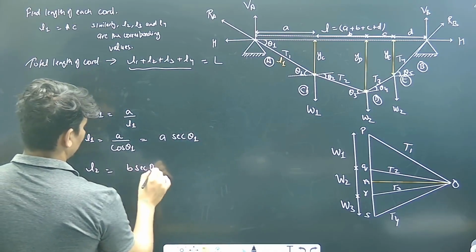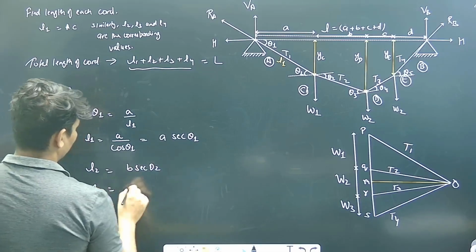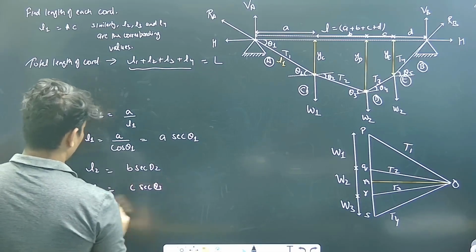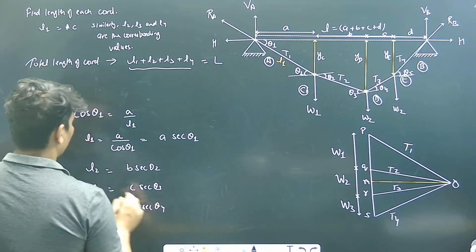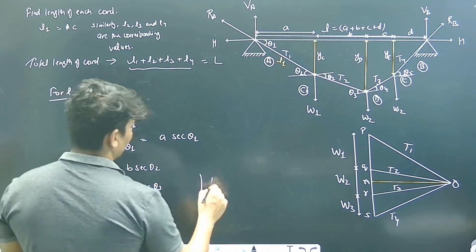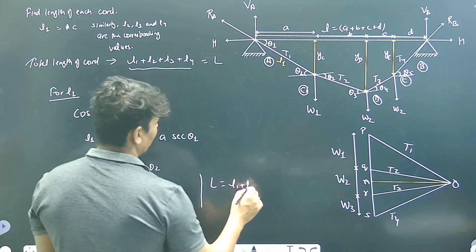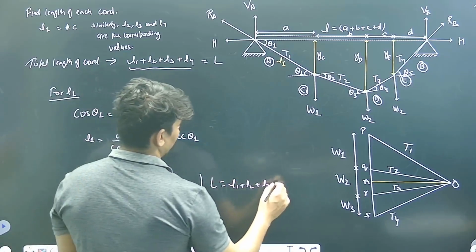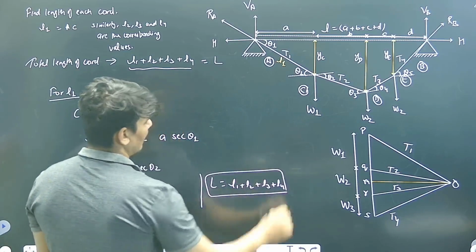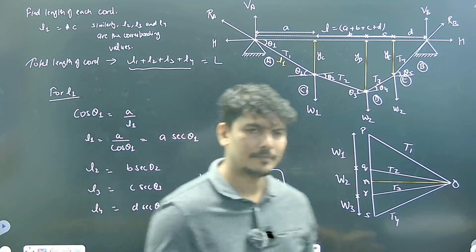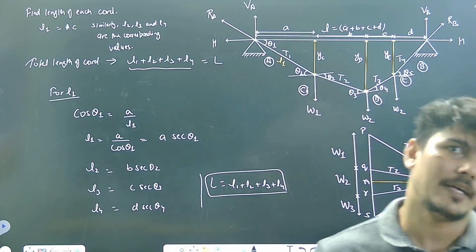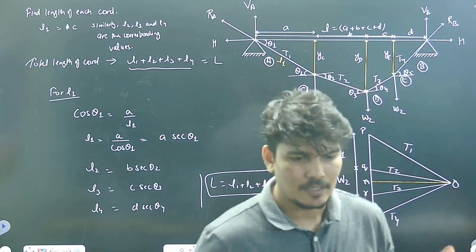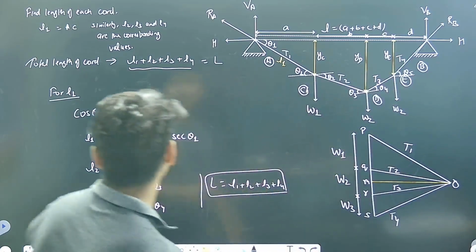B sec θ2। L3 क्या हो जाएगा? C sec θ3। L4 क्या हो जाएगा? D sec θ4, right? Then length of chord is L1 plus L2 plus L3 plus L4, and hence your question is solved. There is an alternative approach also to find out the length of chord. What is that alternative approach?